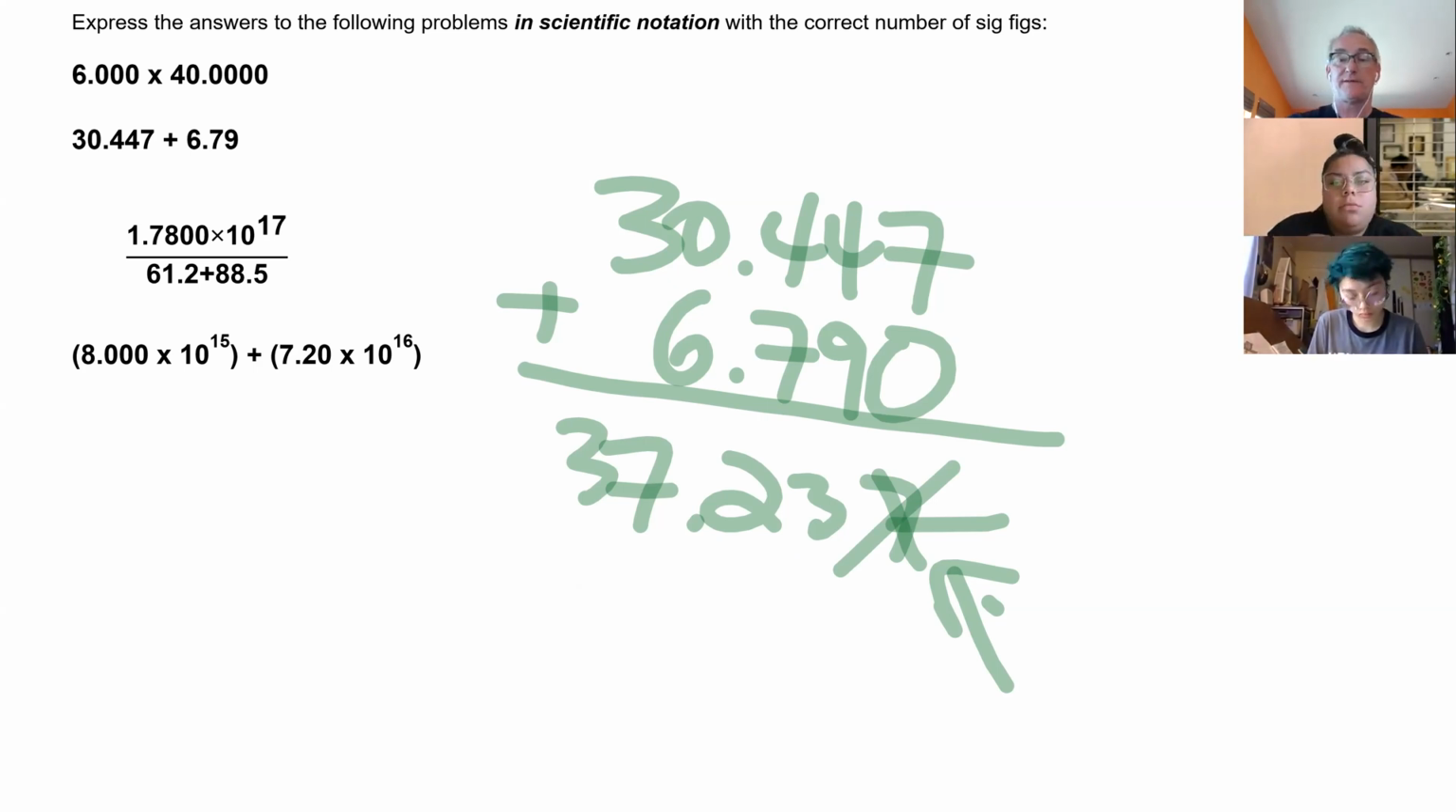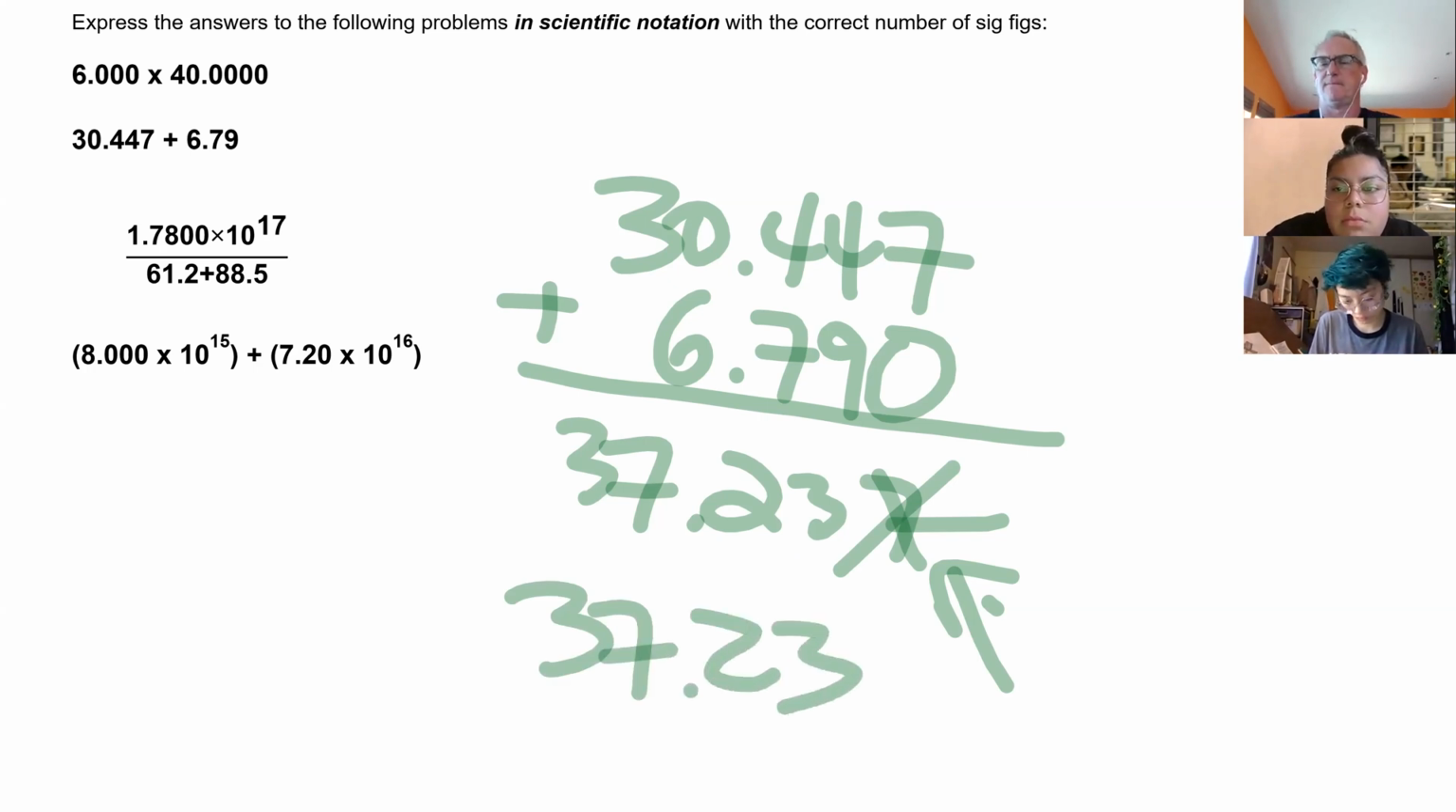But is this the correct answer? No. How come? Because 7 is greater than 5. Right. So we got to round it. So that would be the correct answer.